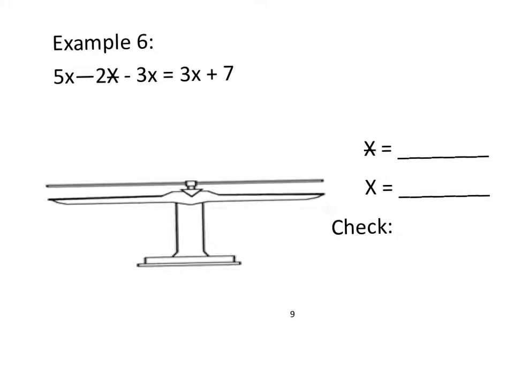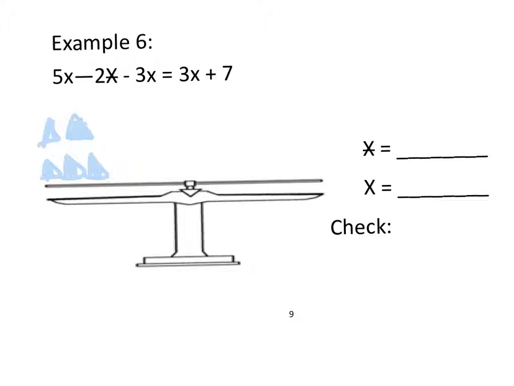All right, the final example puts everything all together. Starting off, we have 5 x's. 1, 2, 3, 4, 5 x's. And it says take away 2 stars. Well, here's the problem with taking away 2 stars. We don't have 2 stars to take away.